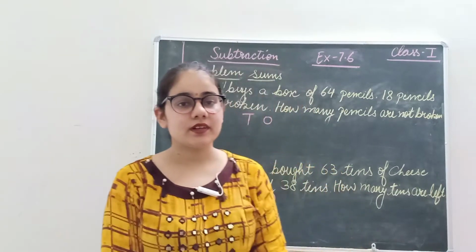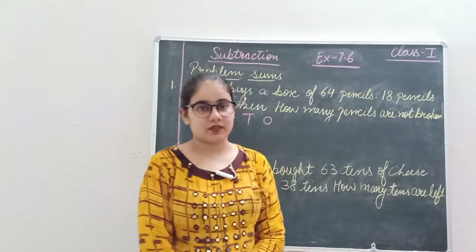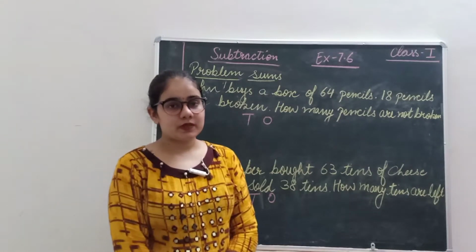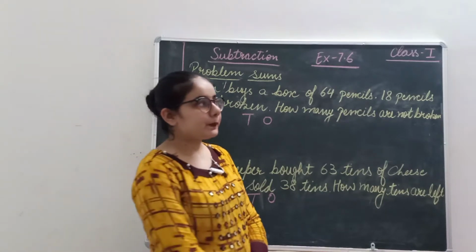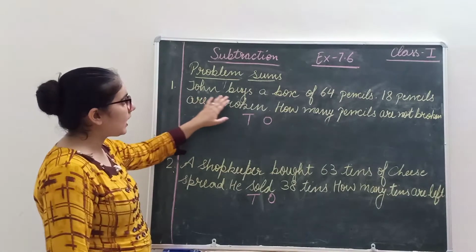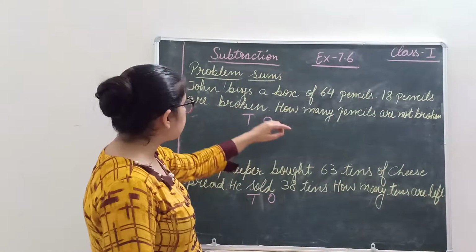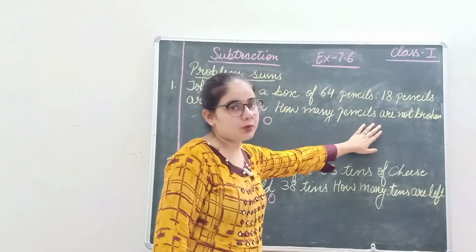Today I am here to discuss problem sums related to subtraction chapter. First of all, before starting problem sum solution, read the statement very carefully. I am going to read the statement. First sum, John buys a box of 64 pencils. 18 pencils are broken. How many pencils are not broken?